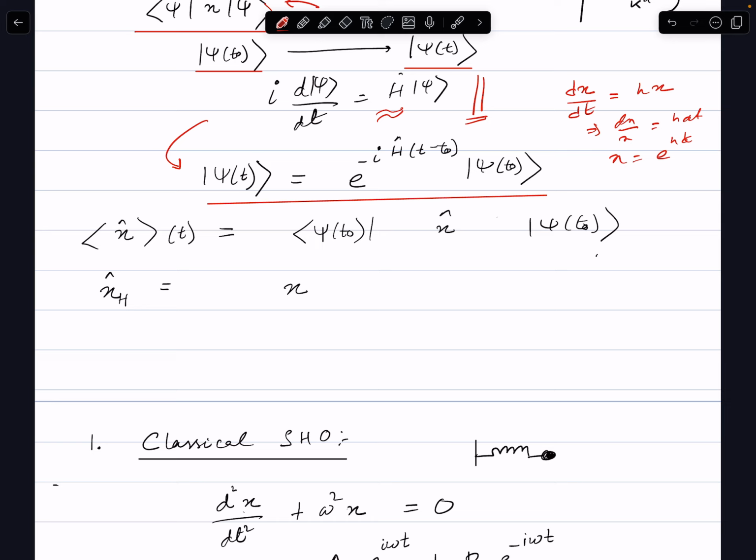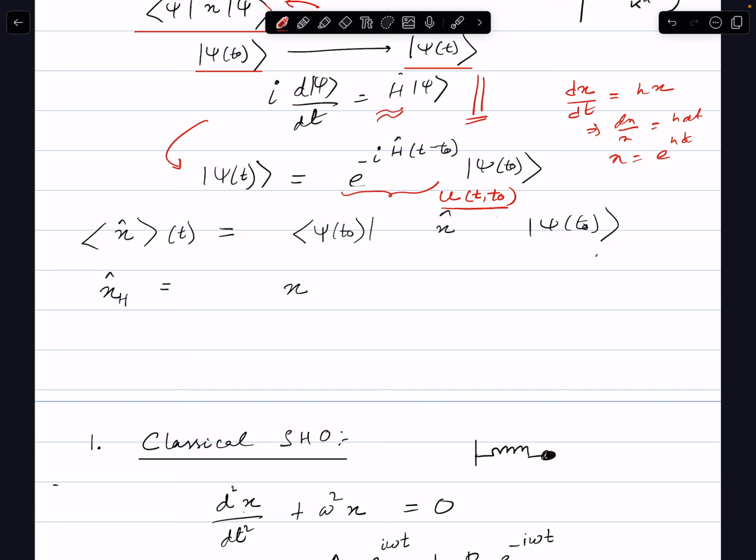Okay, and so this whole operator is something that we call the time evolution operator, U(t, t0). This is the name for this: e to the power minus i H (t minus t0). This is the operator that gives your time evolution. It takes a state at an earlier time and outputs a state at a later time t.